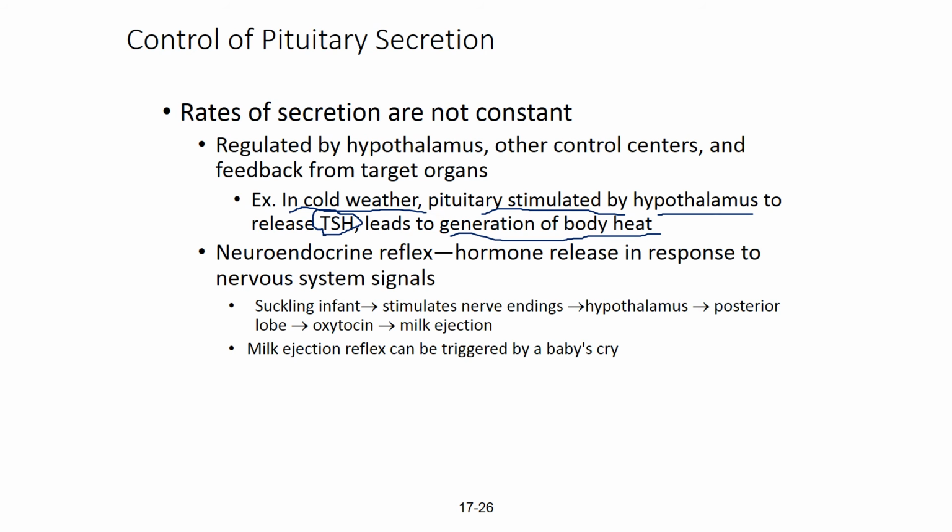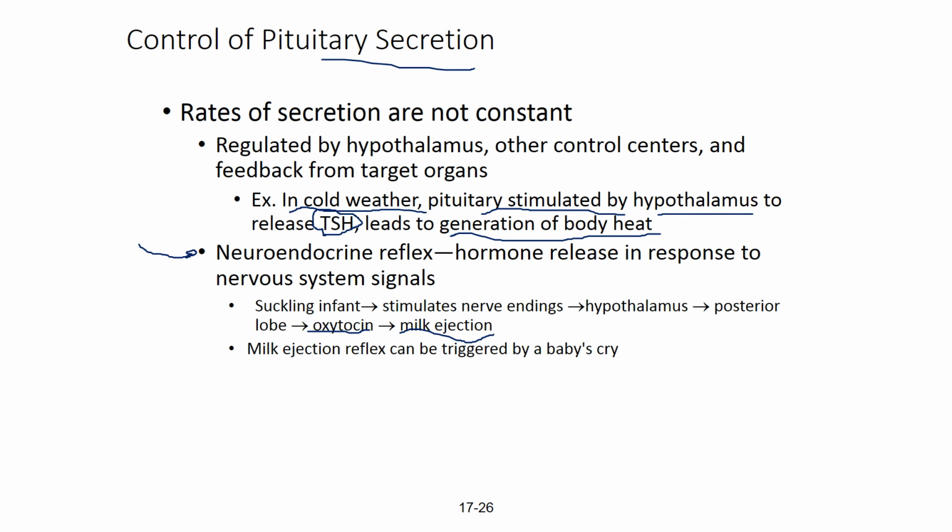And again, we're going to see in here, the control of the pituitary secretions, a neuroendocrine reflex, where the nervous system can stimulate the endocrine system, as we're starting to see. I already mentioned this as an example. If you have a suckling infant, it's nursing and it's stimulating nerve endings of the mammary tissue. And that's going to send signals to your hypothalamus, which is going to trigger the release of oxytocin from the posterior lobe. And then that's going to lead to milk ejection. So by stimulating those nerve endings, we get the release of the hormone and the release of the milk.